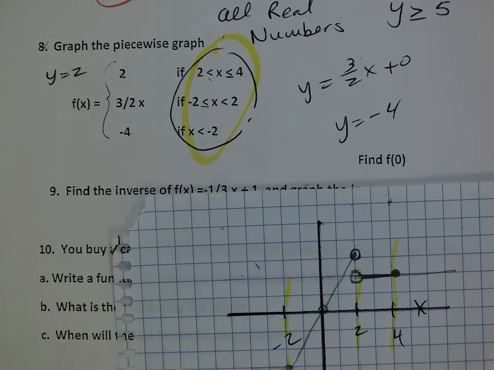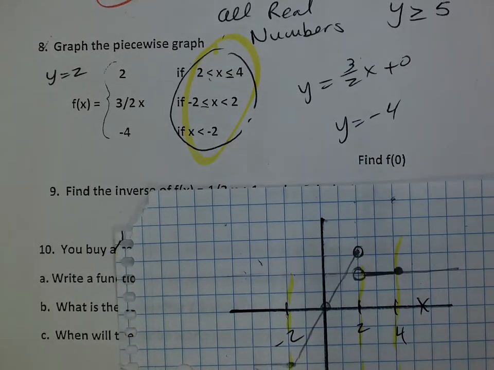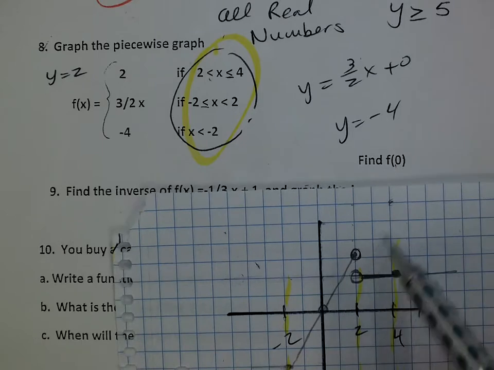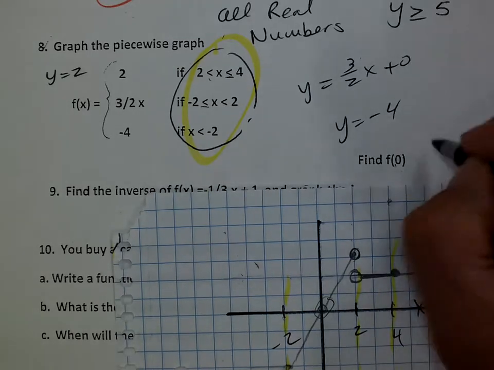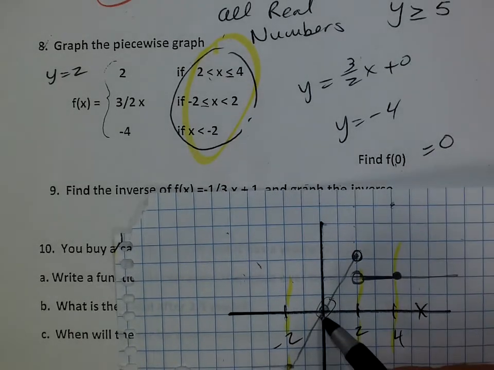Now, f of 0. Well, f of 0 is right there, which is 0. So f of 0 is equal to 0 because it's right there.